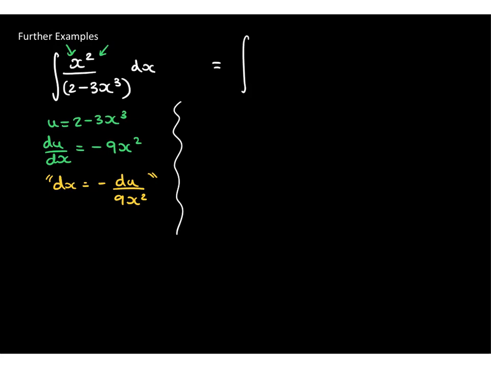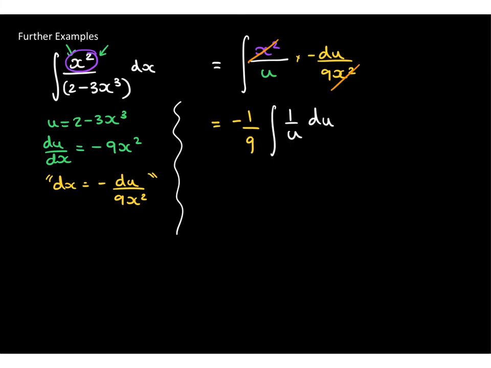So this becomes the integral of, now as I've been doing previously, I'm going to leave this x squared here until the cancellation occurs. So we have the integral of x squared over u, and then negative du over 9x squared. So watch the cancellation take place. Now let's pull out of the integral a factor of minus 1/9. And again, we're left with this very simple integral of 1 over u du. So we get negative 1/9 ln mod u plus a constant.